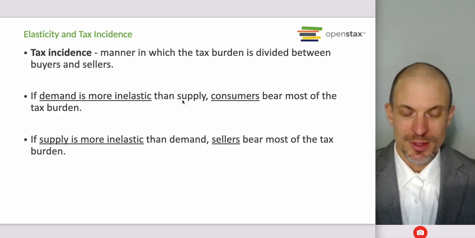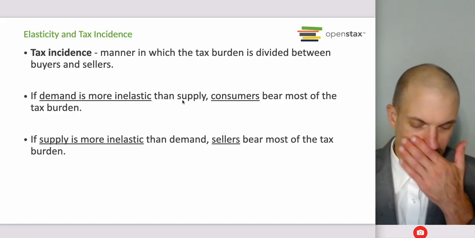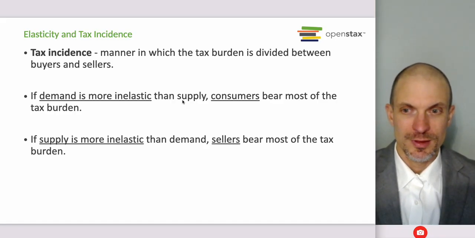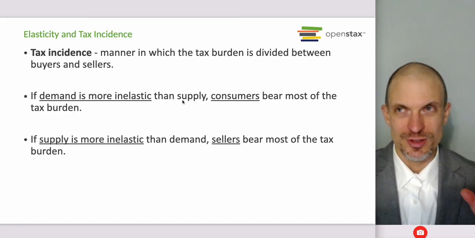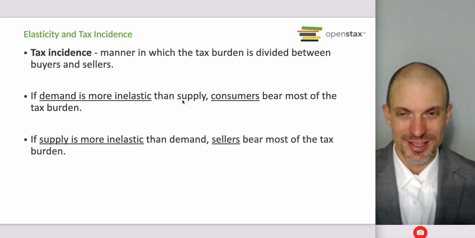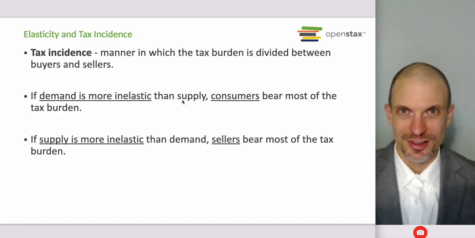So maybe you have a situation where buyers are stuck in a particular geographic area, but sellers can sell in multiple markets. And so if you impose a tax at the county level or something, that's going to affect buyers in that county or in that state or in that country. But the sellers presumably can sell in lots of different markets, so they can avoid that tax.